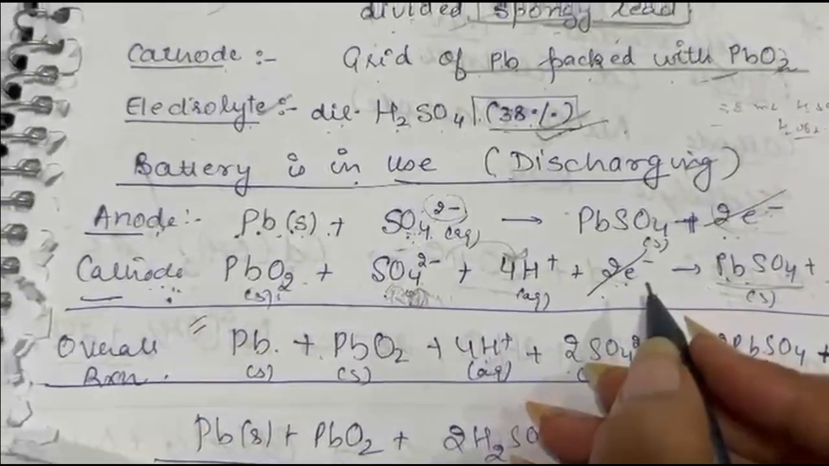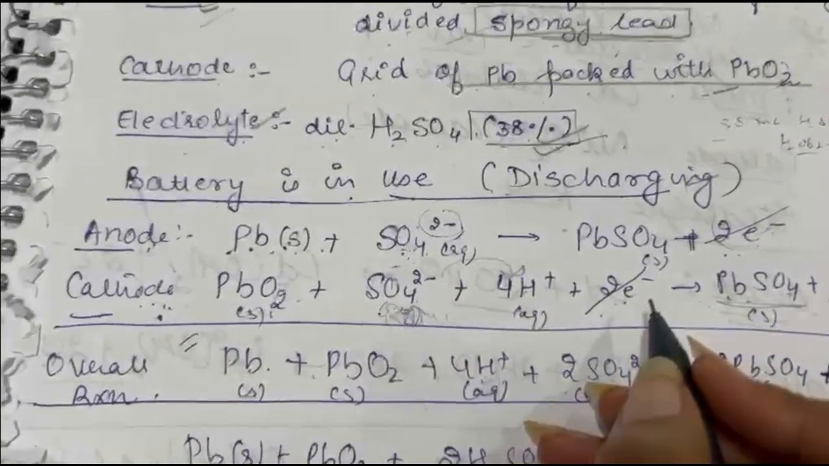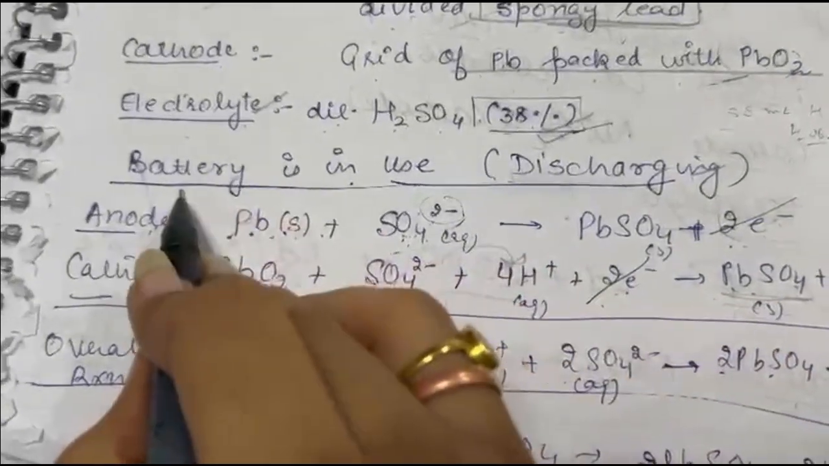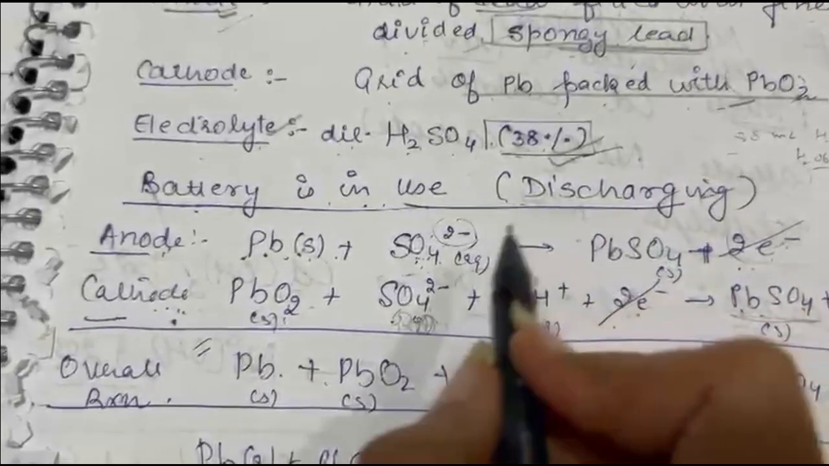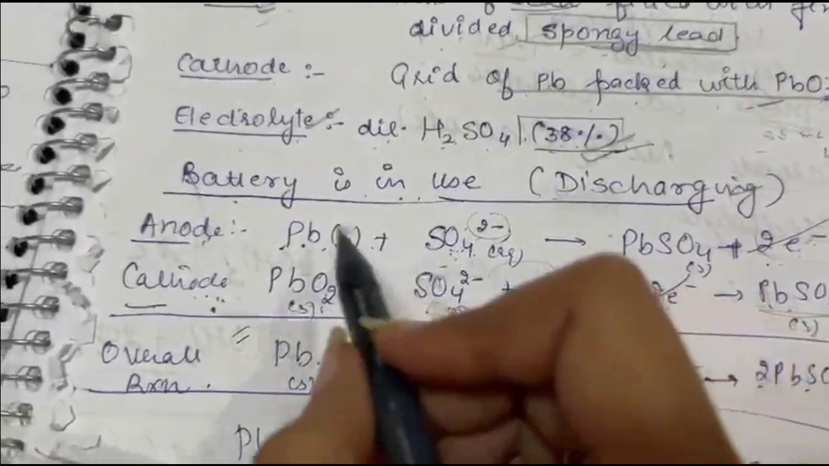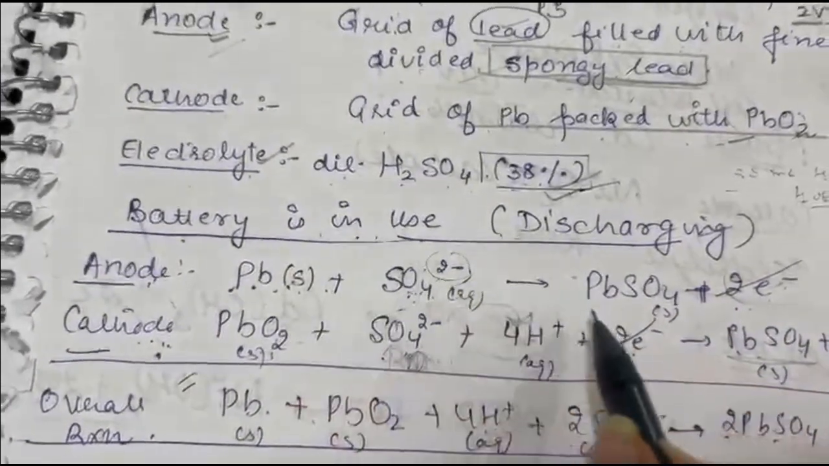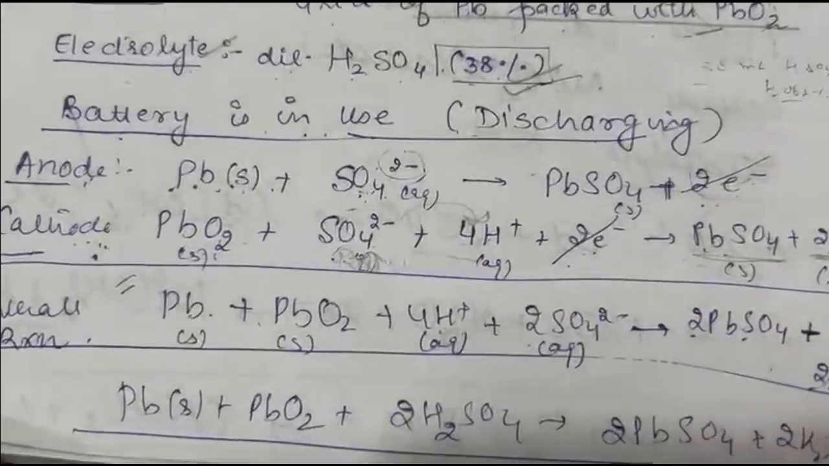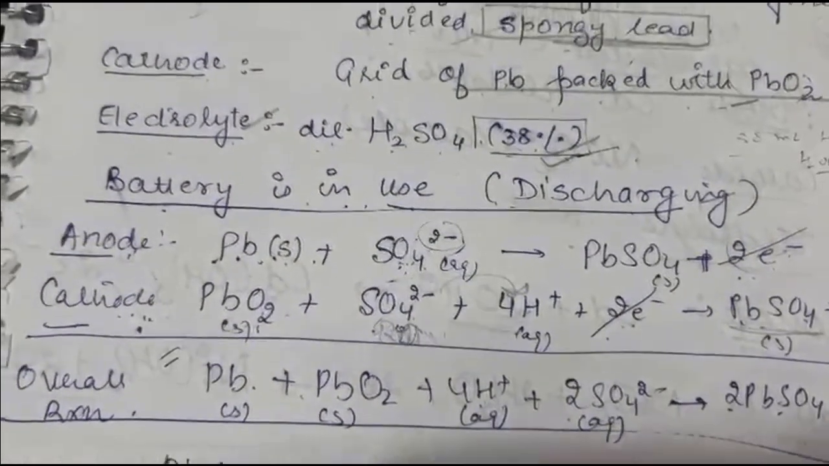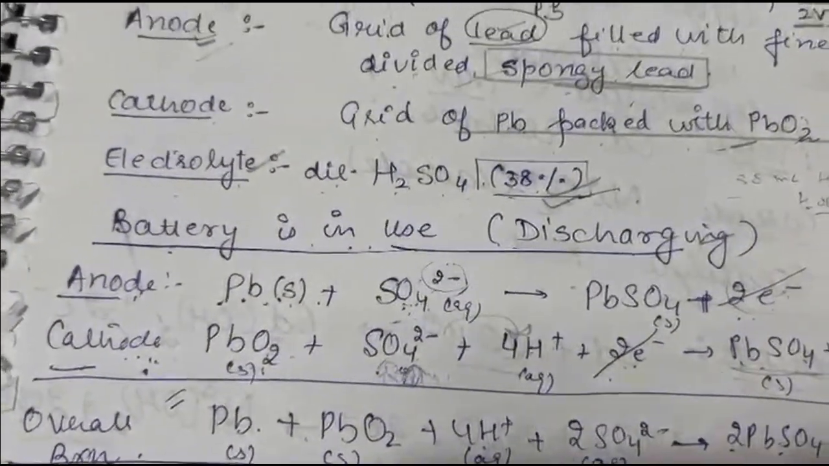But make sure you are very careful with the question. If the question says the battery is not in use, that means the battery is charging, then the reaction will be reversed. The reaction taking place at the anode will take place at the cathode and the reaction taking place at the cathode will take place at the anode. So you just have to switch the reactions. You have to reverse the reactions.